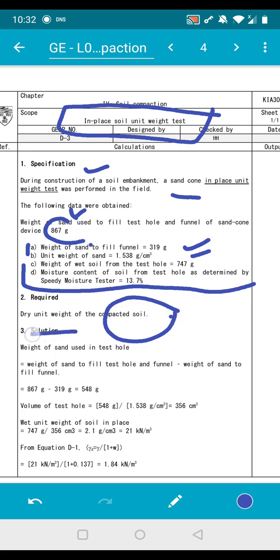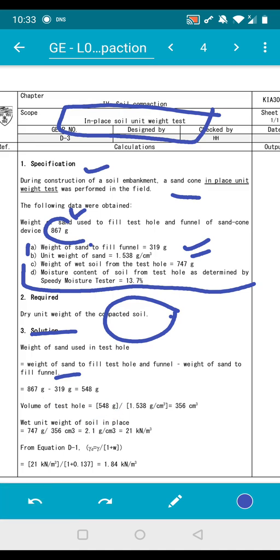Now solution. So the weight of sand used in test hole is calculated as weight of sand to fill test hole and funnel minus weight of sand to fill funnel. So 867 gram minus 319 gram, so we're left with 548 gram. Volume of test hole, use the weight of sand over the unit weight of sand, and you get volume of test hole as 356 centimeter cube.